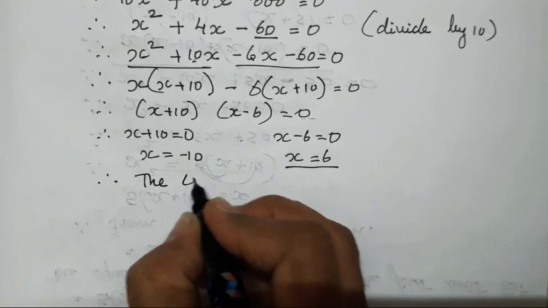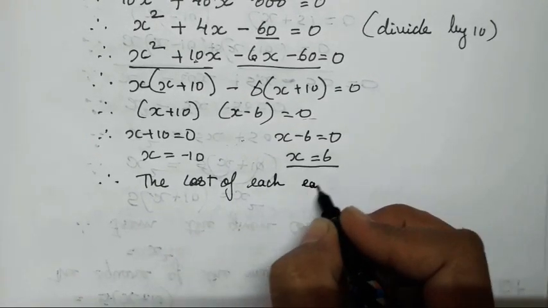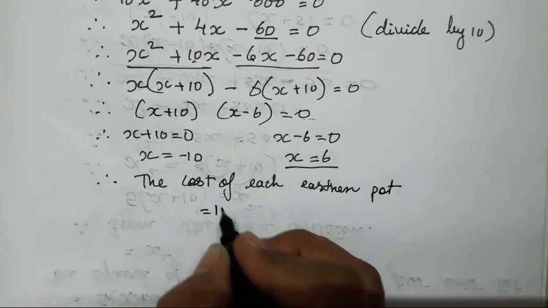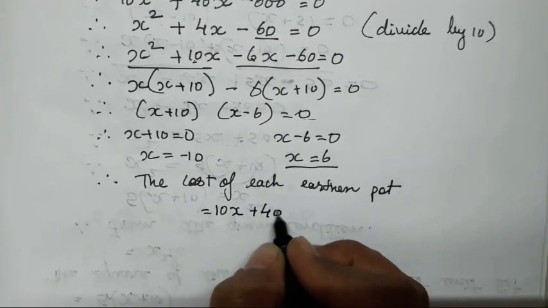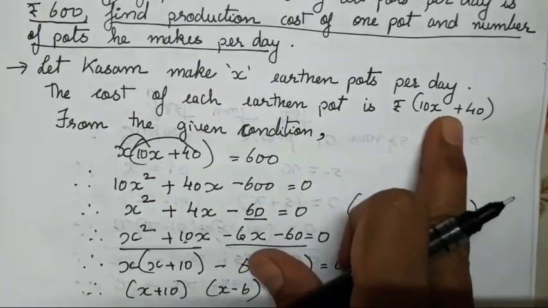Therefore the cost of each earthen pot is supposed to be 10x plus 40, isn't it? We have taken this in the first place only. The cost of each pot is this much. We need to find the cost of each pot.